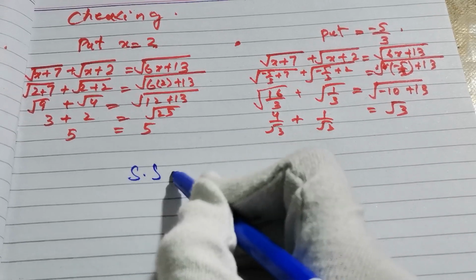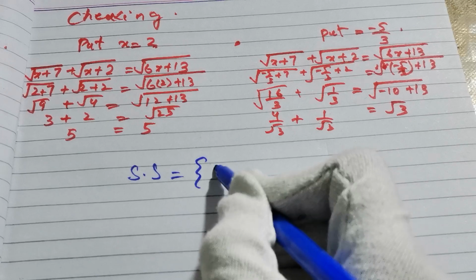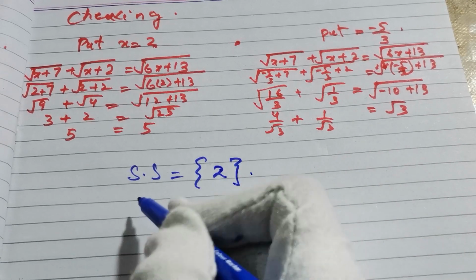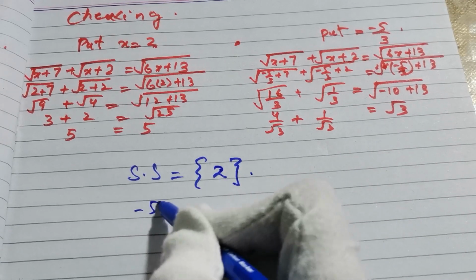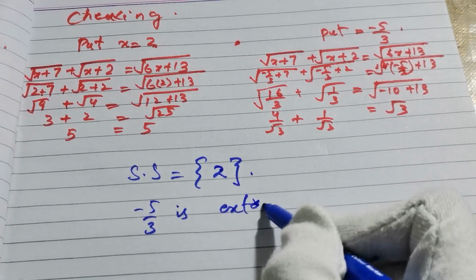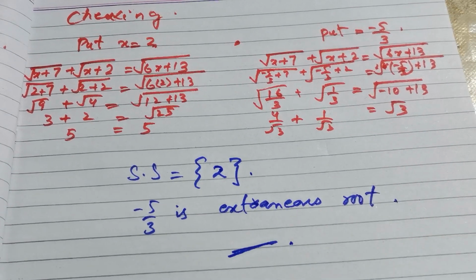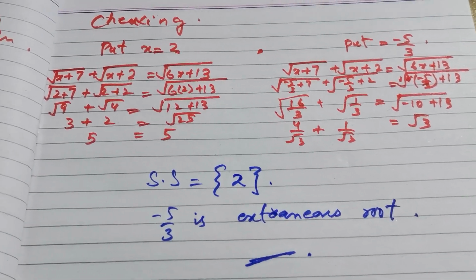So it means our solution set is equal to 2, and minus 5 by 3 is an extraneous root. This is our required solution.